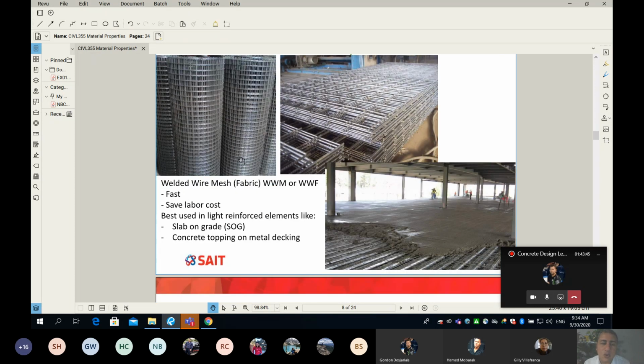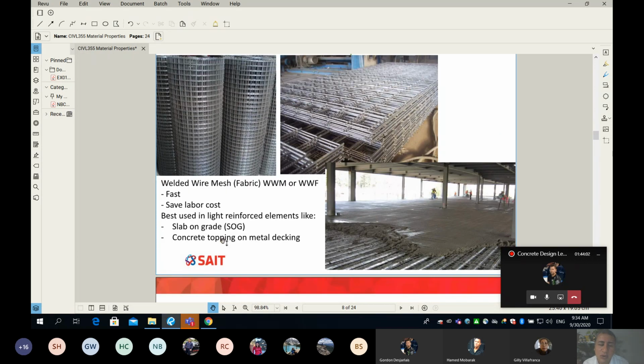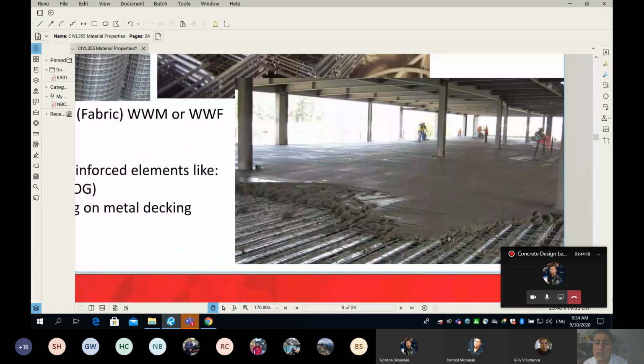Now, why do we sometimes prefer them? Because they are very, very fast. There's no need to tie them because they are already welded, making a mesh in both directions, and this saves labor cost. That's a very good advantage. Where do we use them? We use them in slab-on-grade, SOG, and in concrete topping. Here, guys, I provide some pictures. I'm not sure how clear you can see. This is a steel building, so it's completely steel. Columns are steel, the beams are steel, even the flooring is steel, metal deck.